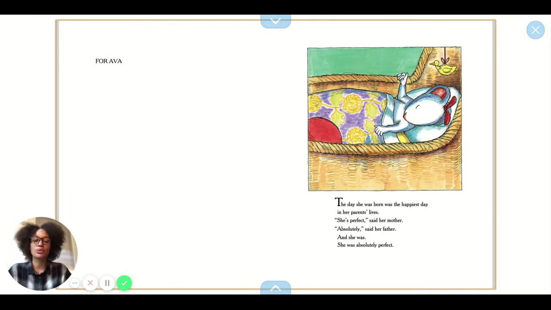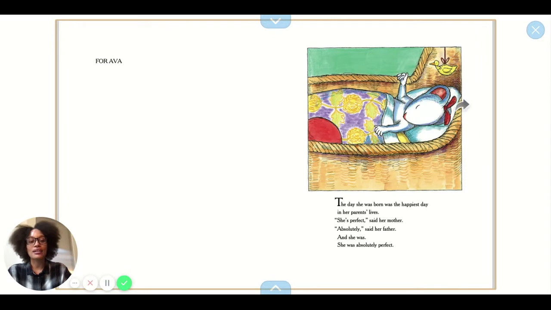Miss Cooper's going to stop on this page because I know our objective is that I can identify and describe characters in a story. And I'm going to look at the illustration. Remember, illustration is another word for picture or drawing.